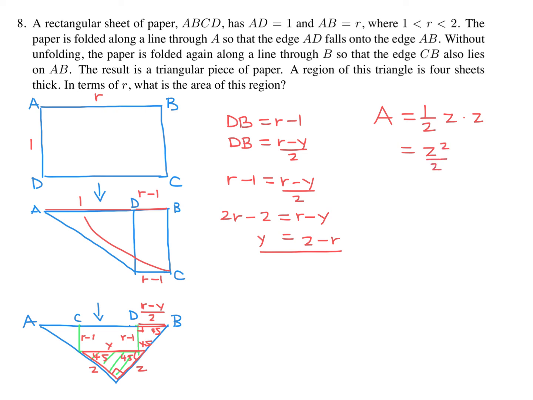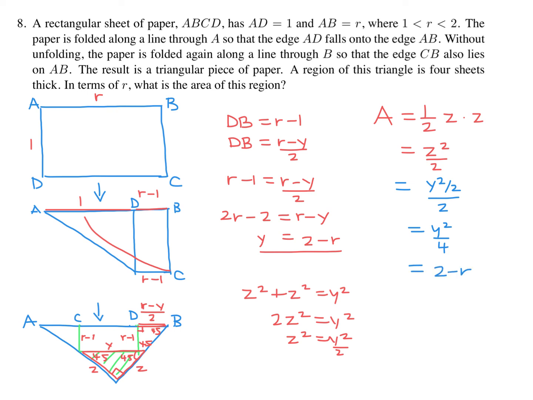And then we can figure out Z in terms of Y with Pythagoras, right? Z squared plus Z squared is equal to Y squared. So 2Z squared is Y squared. Z squared is Y squared over 2. So we got Z squared over 2, which is Y squared over 2 over 2. This is Y squared over 4. Y we have figured out was 2 minus R. So this is (2 minus R) squared over 4. (2 minus R) squared over 4 is the area of the region in terms of R.